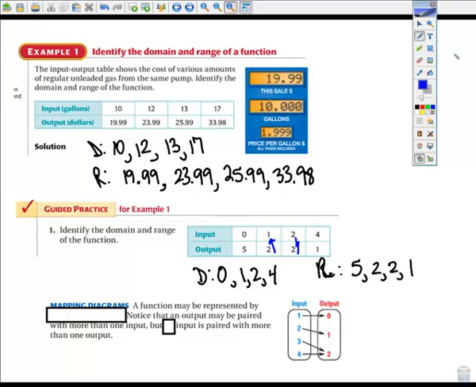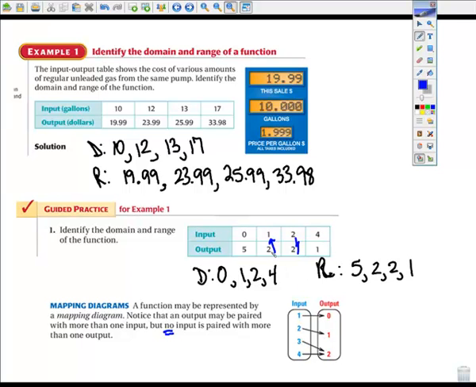Okay, a mapping diagram. This is another way to represent a function. So a mapping diagram is another way that a function can be represented. And notice that an output, again, can be paired with more than one input. But no, this is what I was talking about before, no input is paired with more than one output. So an output may be paired with more than one input, but an input may not be paired with more than one output. So the 1 goes to the 0, the 2 goes to the 1, the 3 goes to the 2, and so does the 4.